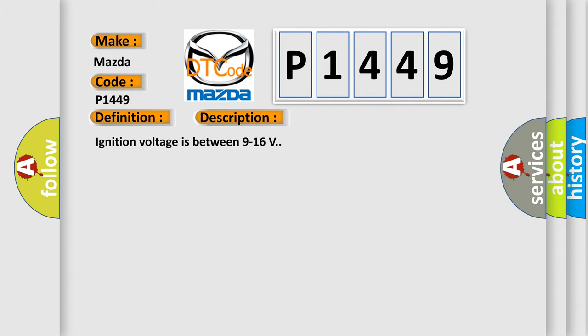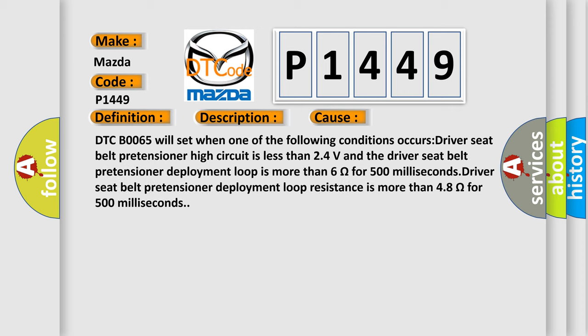Ignition voltage is between 9 to 16 volts. This diagnostic error occurs most often in these cases: DTC B0065 will set when one of the following conditions occurs: driver seat belt pretensioner high circuit is less than 24 volts and the driver seat belt pretensioner deployment loop is more than 6 ohms for 500 milliseconds, or driver seat belt pretensioner deployment loop resistance is more than 48 ohms for 500 milliseconds.